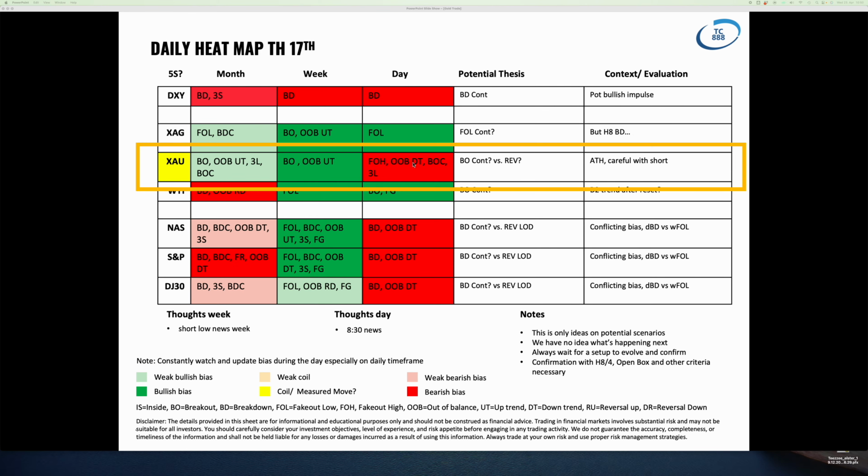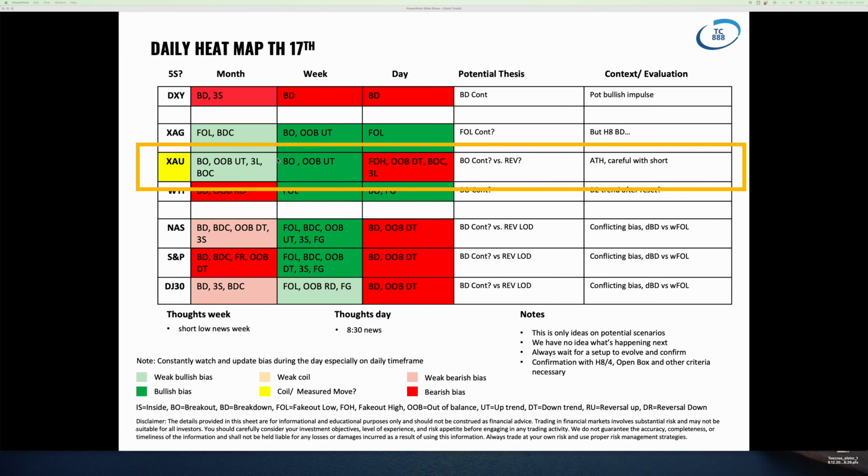We have an out of balance downtrend pattern. That's what we just looked at. We were closing outside the previous day value area and now traded back in. So as long as we are below the value area, we are bearish. We have a breakout close and we have 3 days of long. So overall, at the moment, very bearish on the daily.